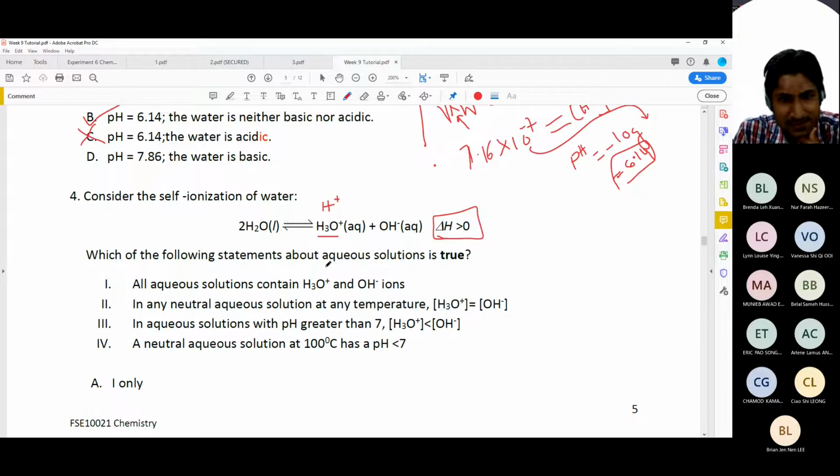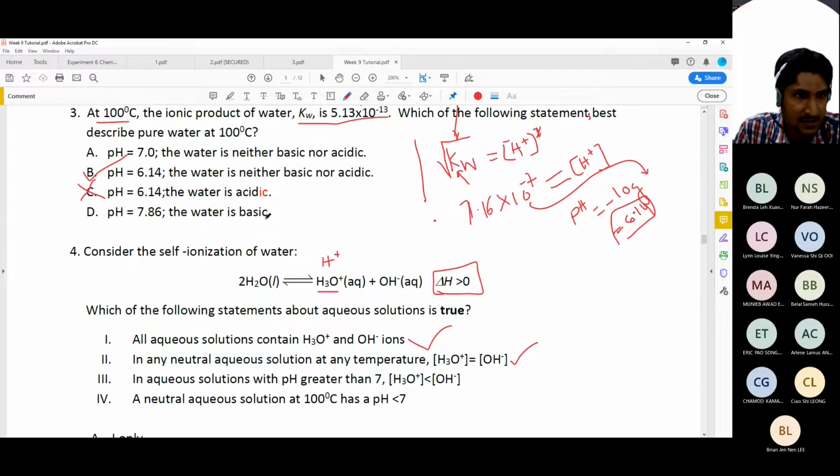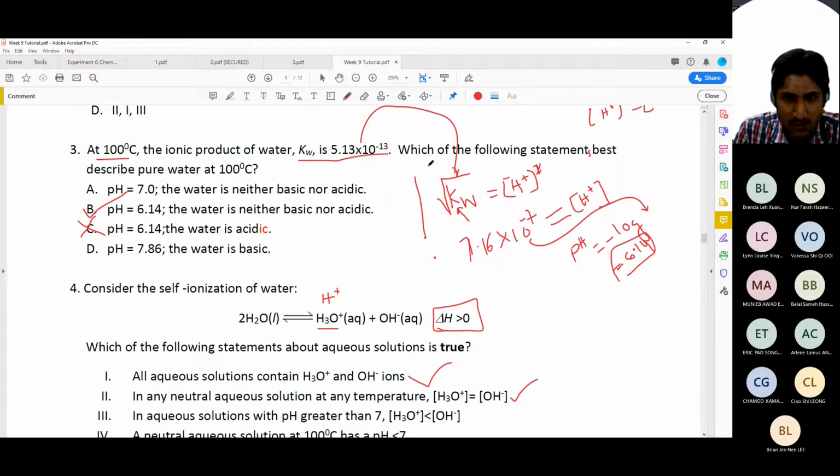Which of the following statements about aqueous solution is true? All aqueous solutions contain hydrogen and hydroxyl ion. Yes, it's true. Any neutral aqueous solution at any temperature will be the same. Yes, it is true, just now we have seen this. There is nothing else in the water, only water, and at 100 degrees it becomes 6.14. At 0 degrees centigrade it will become 7.2 or so, I forgot exactly. So it is not 7, or at 25 degrees, yes, it is around 7.